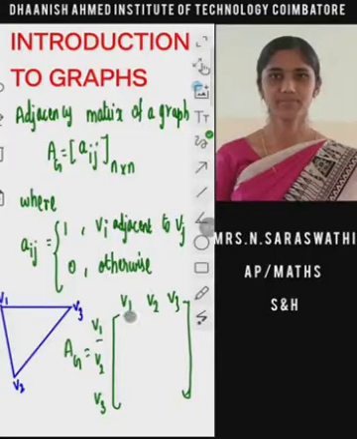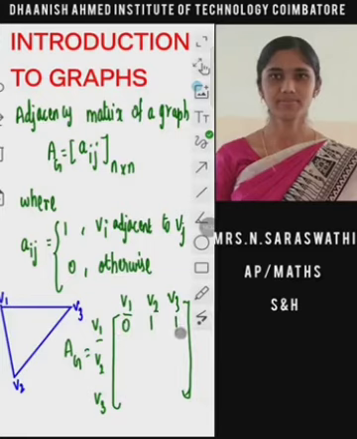Also we have V1. Here there is no loop, therefore the element will be 0. Here V1 and V2 are adjacent because there is an edge between V1 and V2, therefore the element will be 1. Here V1 and V3 are also adjacent, therefore here we are going to put 1.